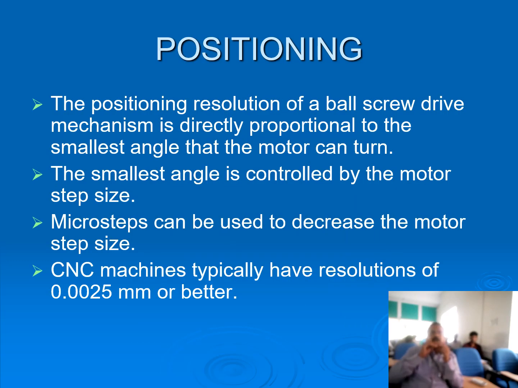Positioning. The positioning resolution of a ball screw drive mechanism is directly proportional to the smallest angle that the motor can turn. The smallest angle is controlled by the motor step size. Micro steps can be used to decrease the motor step size. CNC machines typically have resolutions of 0.0025 mm or better than that. So you can see how high the accuracy is. It's very high resolution because of the advantage of having a computer, compared to conventional machines.